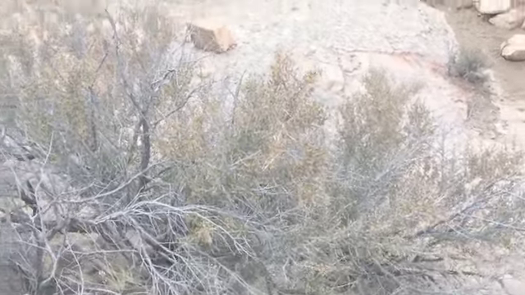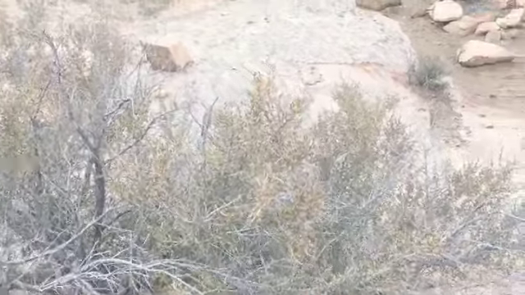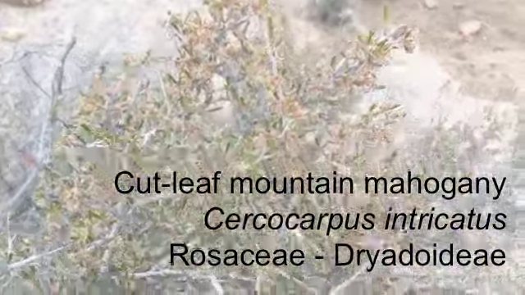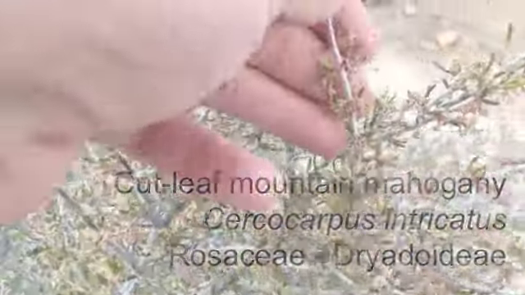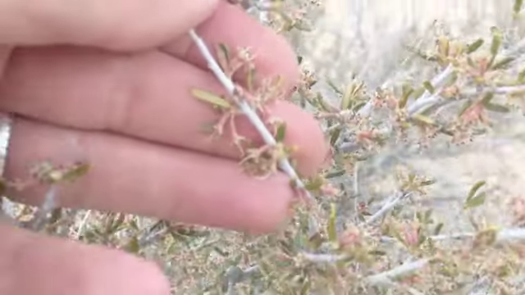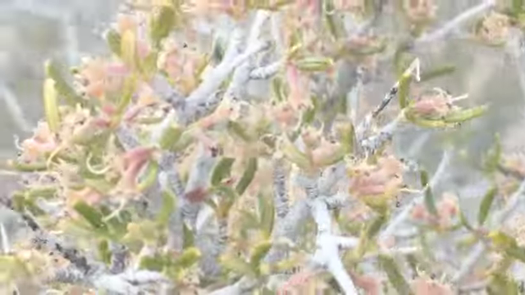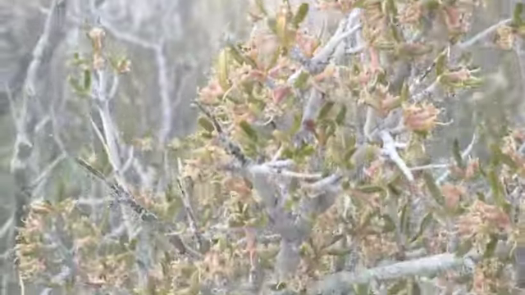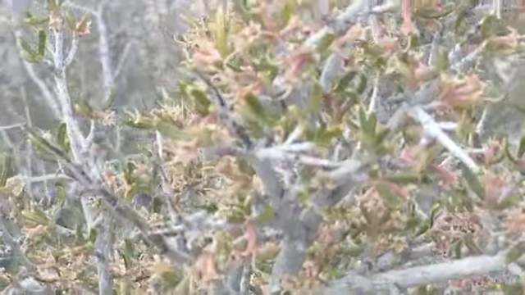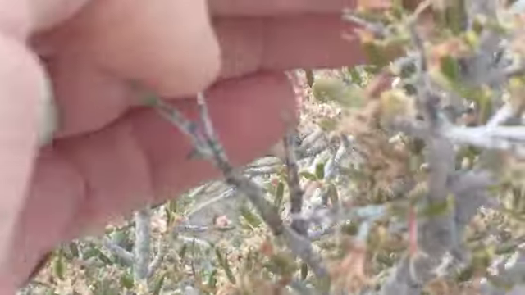Okay, here's another one. This is Cercocarpus, mountain mahogany. We've talked about this in class, but we haven't seen them yet. This is in the Dryadoideae, our subfamily of the Rosaceae. And this is the one with the smallest leaves in our area. We have 3 Cercocarpus species. This is cut-leaved mountain mahogany, which is Cercocarpus intricatus. See how small those leaves are.